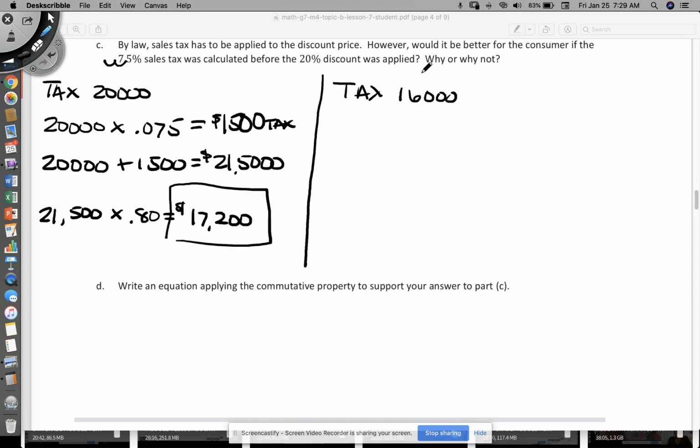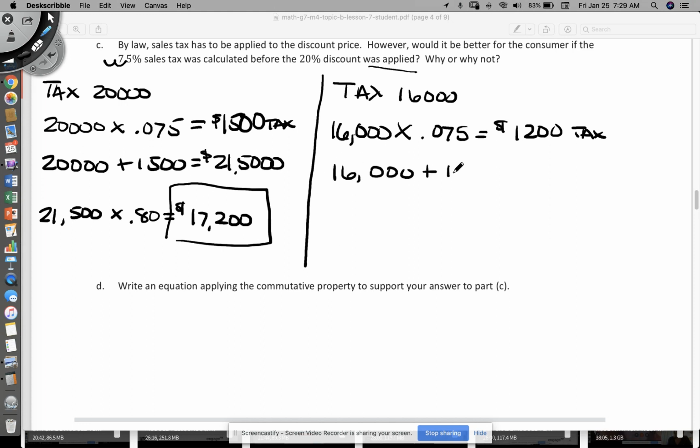Now, my question here is asking, does it matter when it's applied? Will I get the $17,200 in the end? Let's see. So I'm going to say 16,000 times that tax again of 0.075, and I'm going to get $1,200. And again, that's my tax. So I'm going to take 16,000 and I'm going to add back in that $1,200. And in the end, I'm going to pay $17,200. And again, that's with tax and it was already discounted.